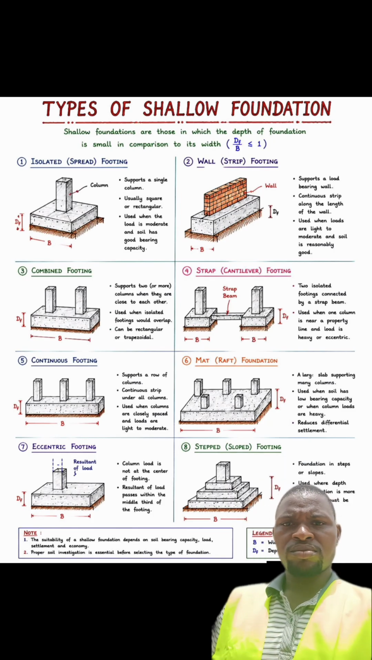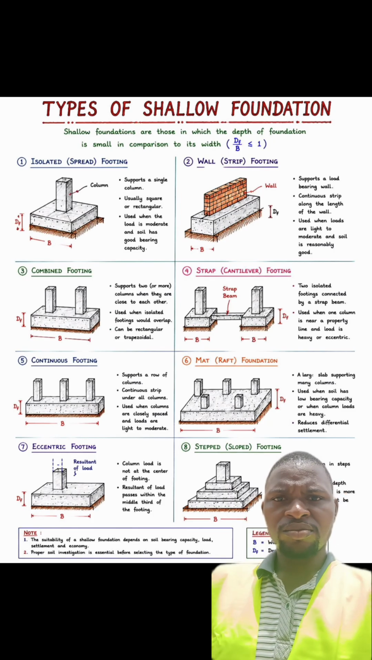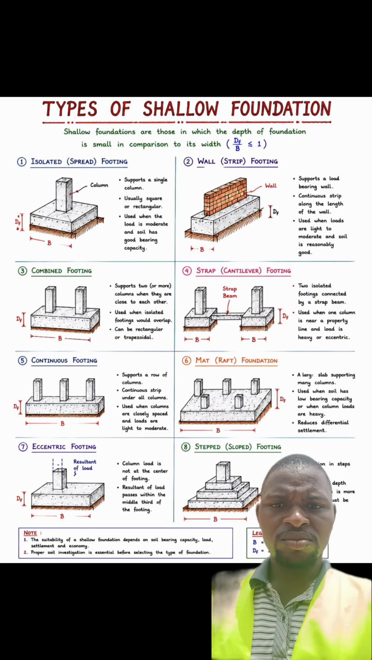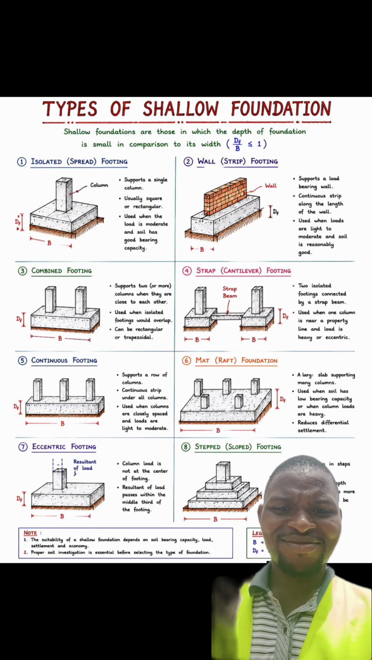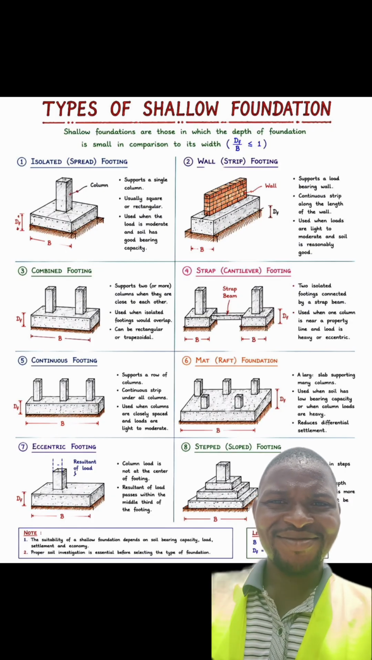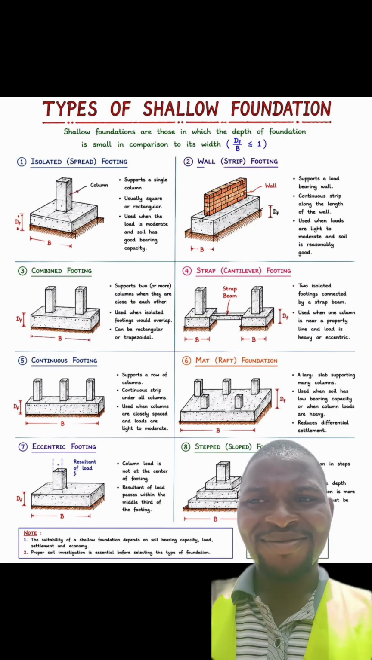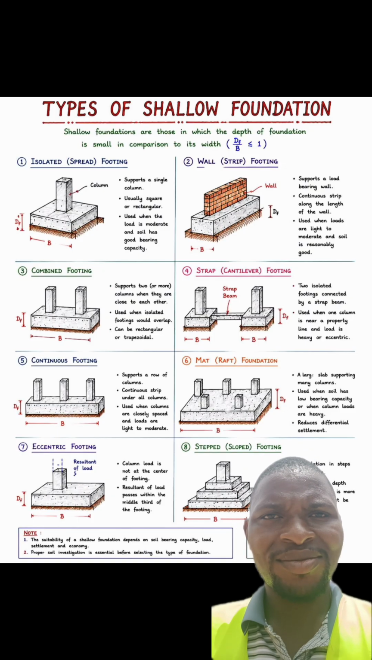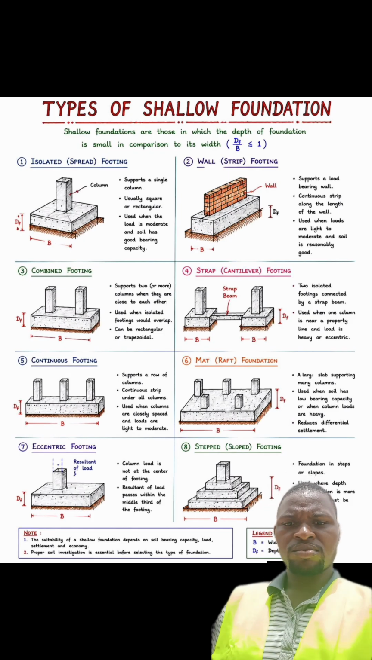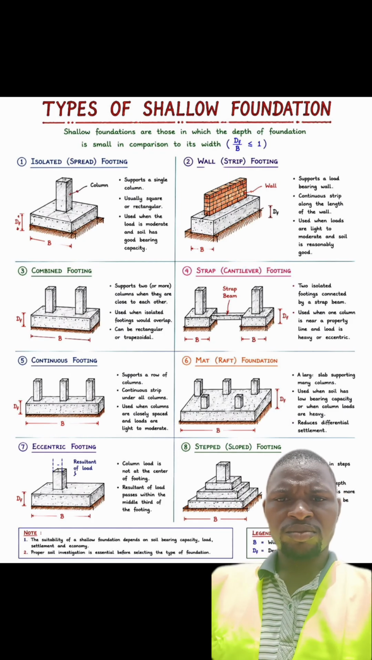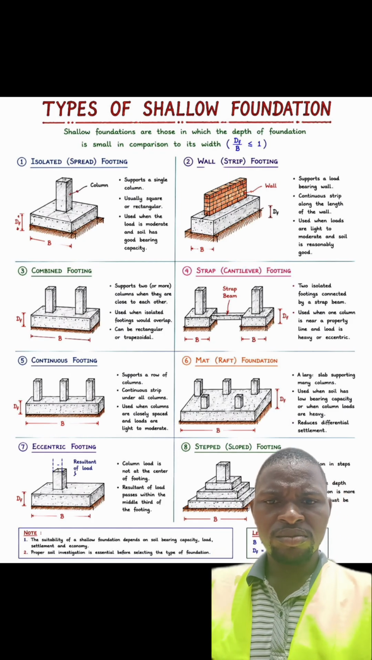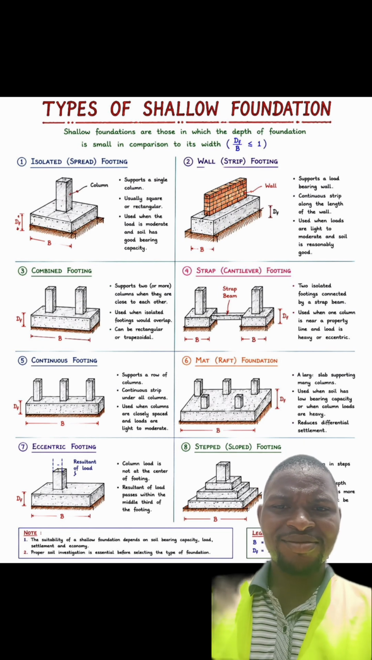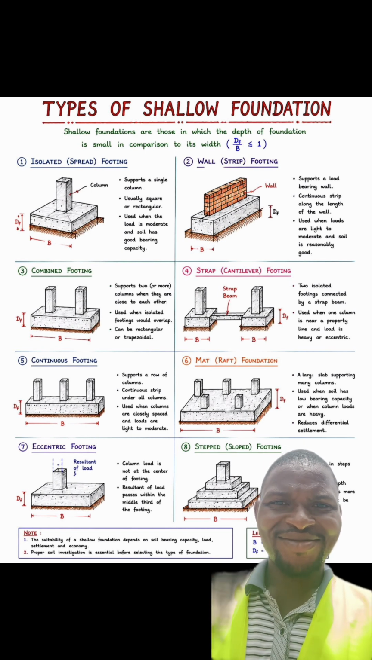Then we have combined footing. For combined footing, when you have two or more columns that are closely related to each other, you can make use of a combined footing. Meaning, if your footings are very close to each other, you can just combine them into a combined footing instead of making them each isolated.